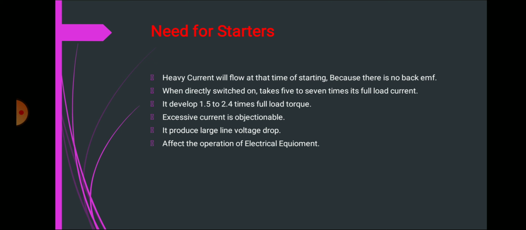An induction motor, when directly switched on, takes 5 to 7 times its full load current and develops only 1.5 to 2.5 times full load torque. This initial rush of excessive current is objectionable because it will produce a large line voltage drop. This will affect the operation of other electrical equipment connected to the same line. Due to this, starters are used for starting the three-phase induction motor.